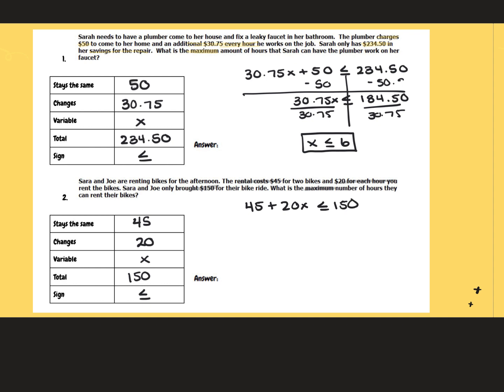And I wrote it this way to show you it doesn't matter which way you put your constant or your variable term, whether it comes first or second, you're still going to get the same answer. All right, so to solve this, I'm going to subtract 45 from both sides, which gives me 20x is less than or equal to 105. Divide both sides by 20. And we get that x is less than or equal to 5.25.